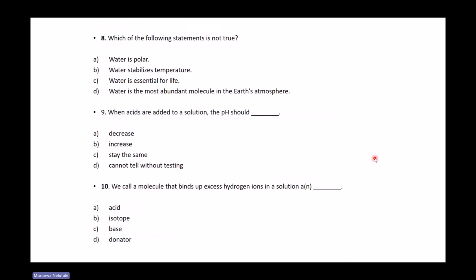Which of the following statements is not true? A, water is polar, or B, water stabilizes temperature, or C, water is essential for life, or D, water is the most abundant molecule on Earth.